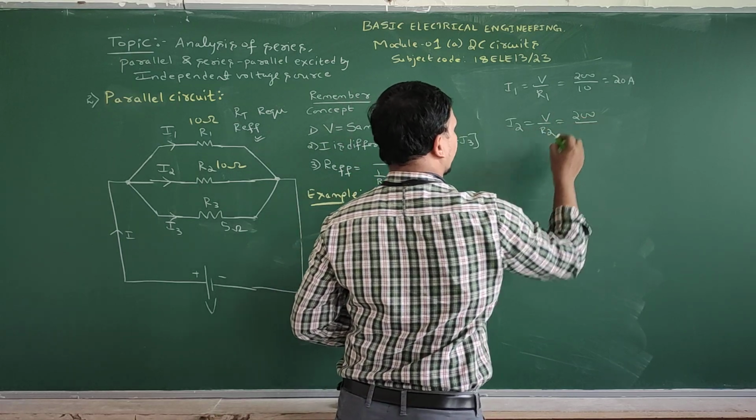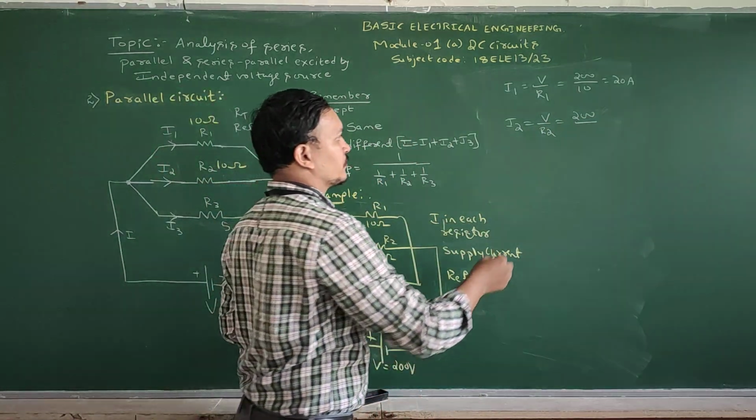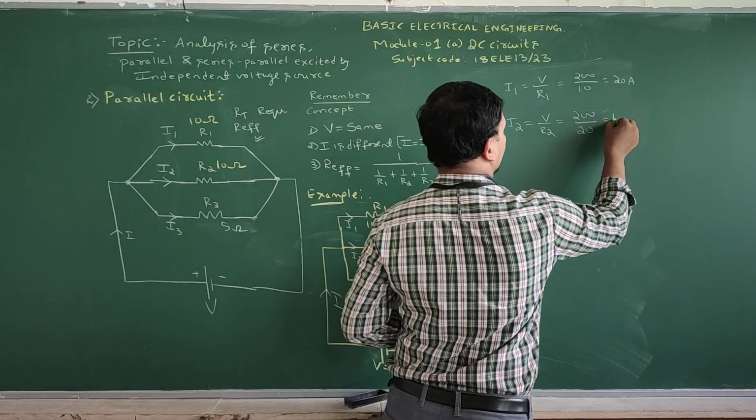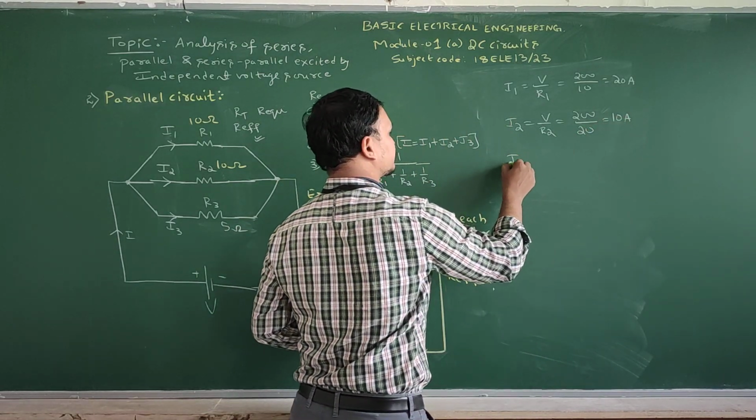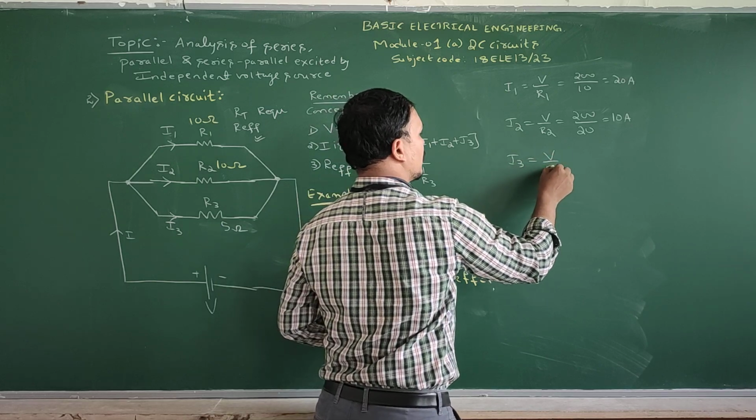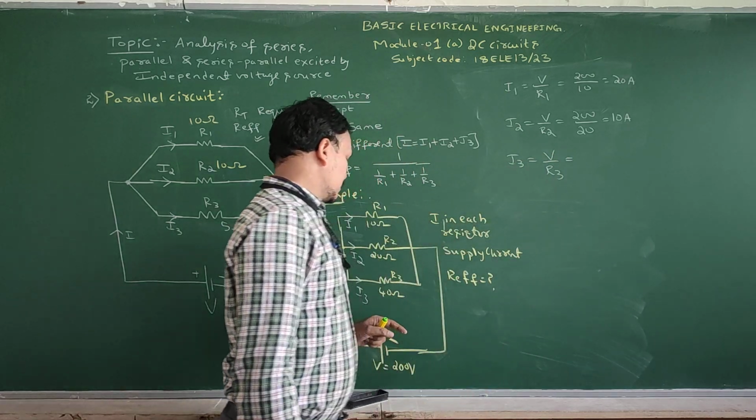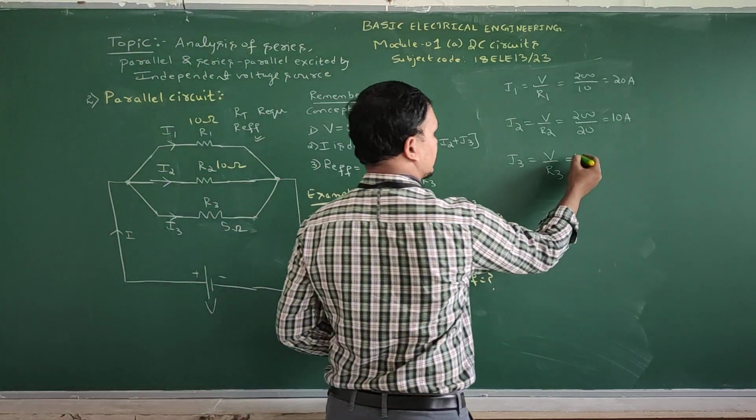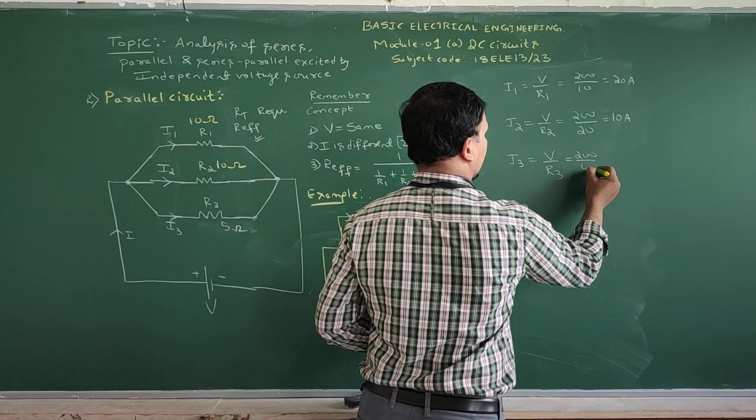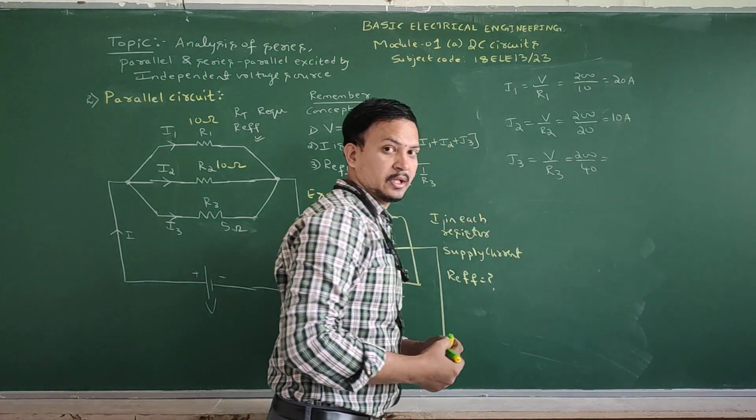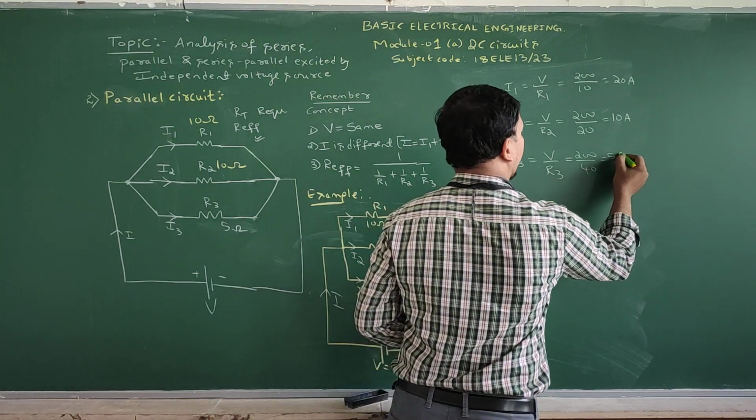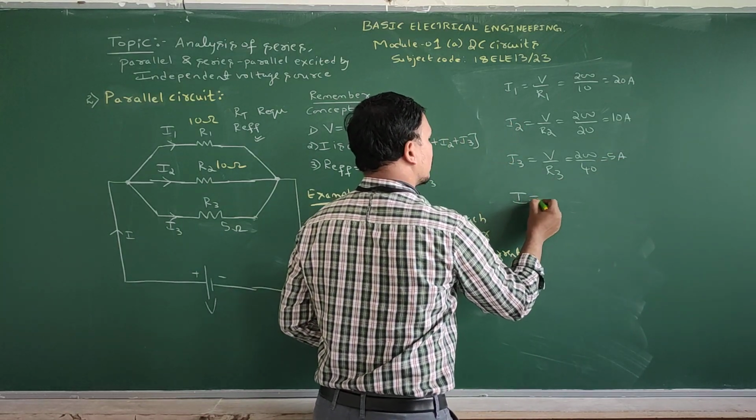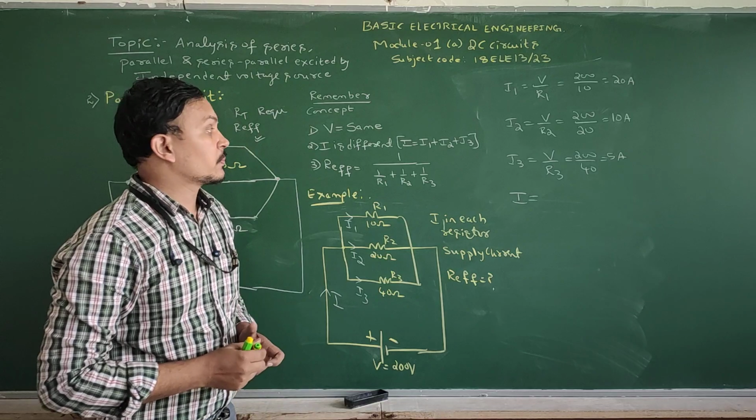So 200 by, what is R2? 20 ohms. So 200 by 20 is equal to how much? 10 ampere. Next, I3 is equal to V by R3. What is R3 value? 40 ohms. Voltage is 200 and R3 is 40. 200 by 40, how much will you get? 5 ampere.